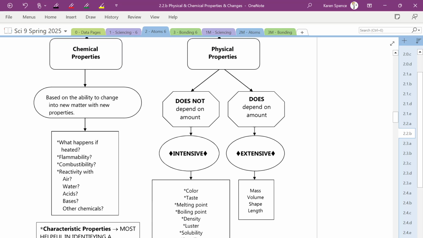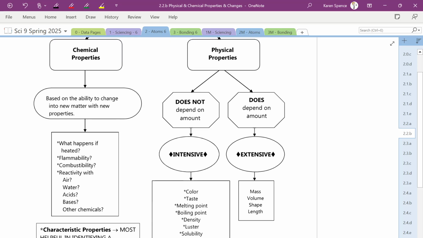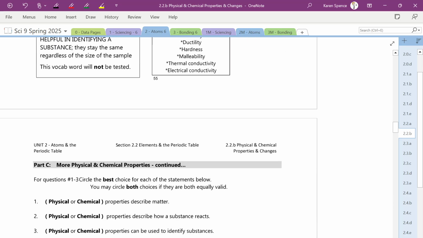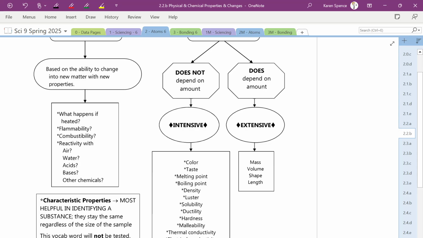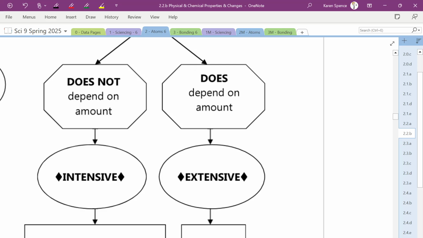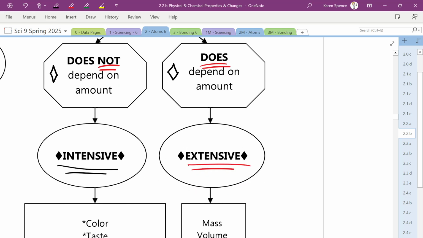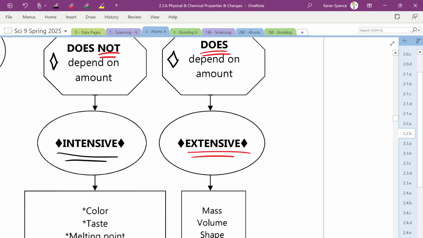I don't like this diagram. This diagram irritates me. So we're just going to skip it, okay? The only thing I'm going to point out, actually, if you are interested on this page, is that intensive properties do not depend on the amount. Extensive properties do depend on the amount. So this is on page 55.